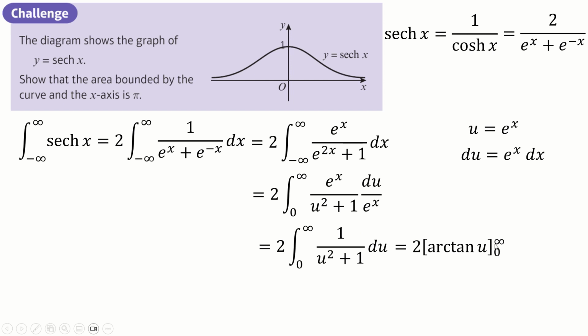Arctan of infinity, well, you're asking for what tan of what gets you infinity? Well, that's pi over 2. And arctan of 0 is just 0. And then 2 times pi over 2 is just pi as required. Nice little question.